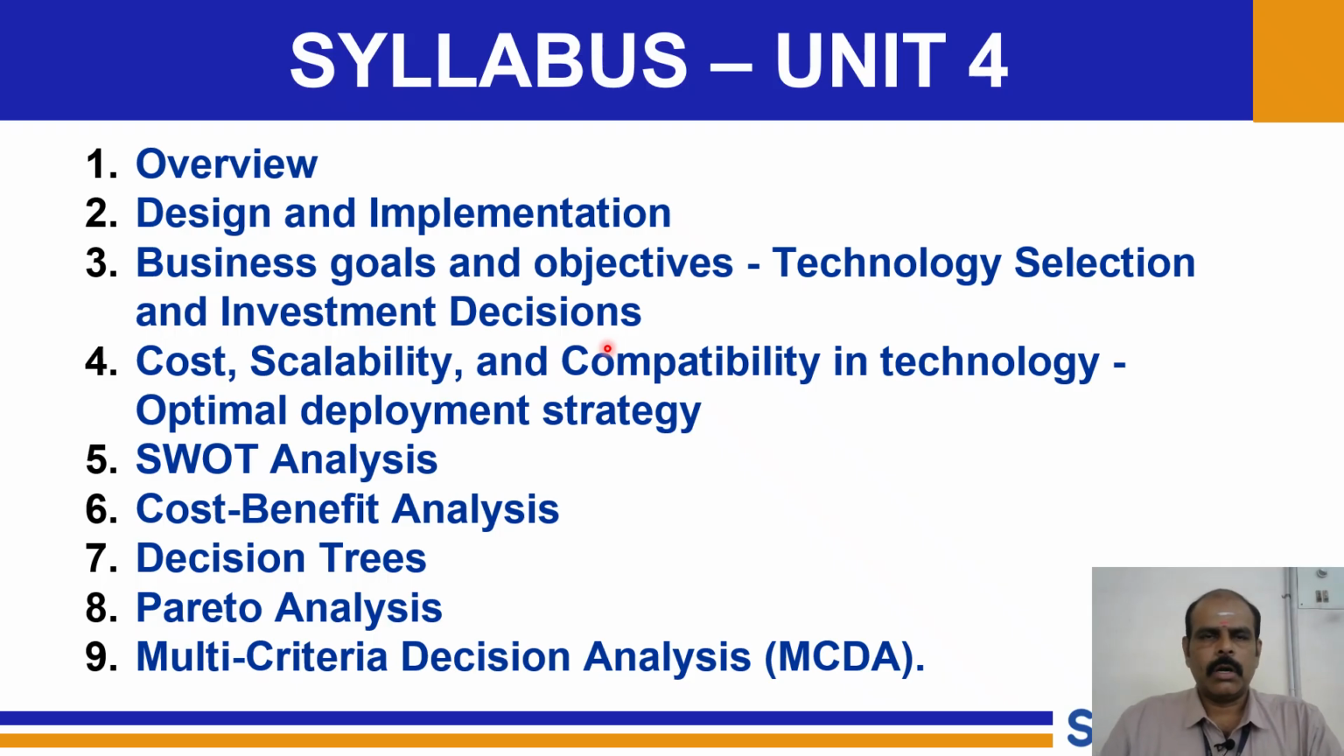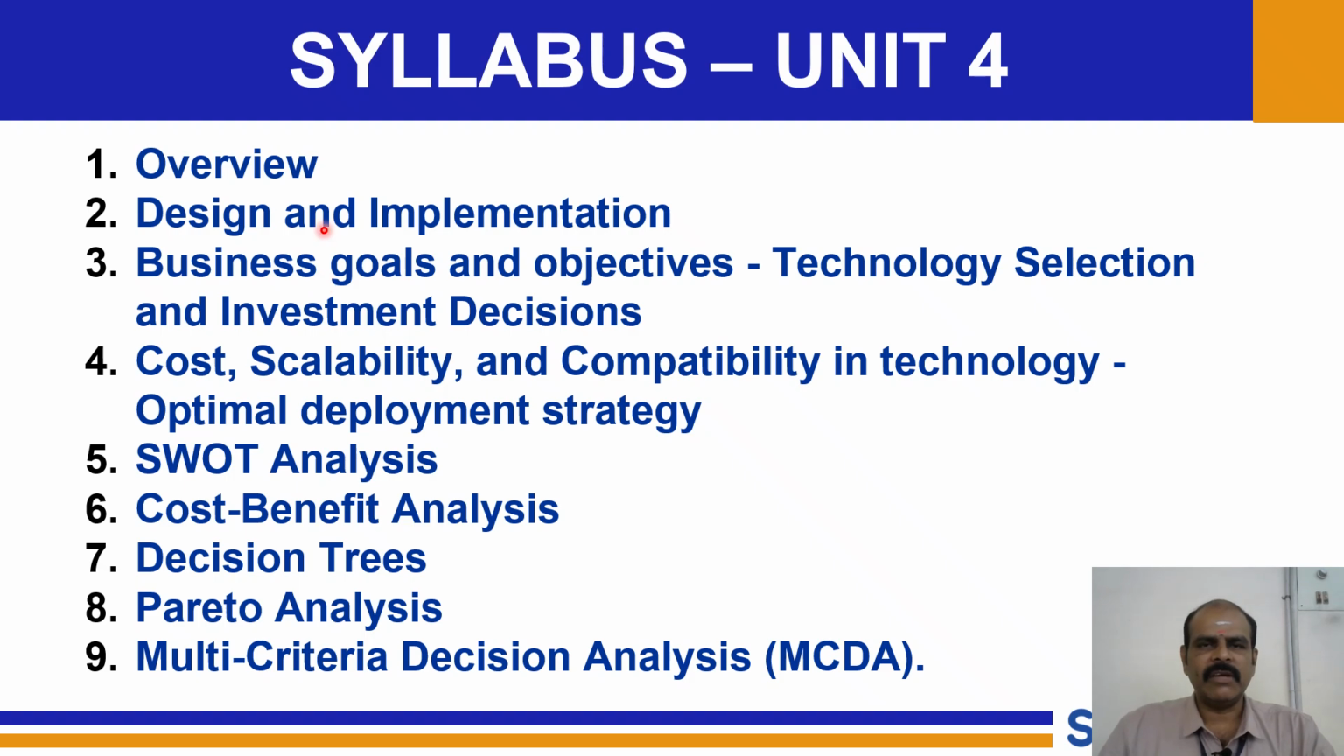The contents for Unit 4 have a total of 9 chapters. When we get into it, the first is going to be the overview, which is what we are going to learn in this particular presentation. Then followed by design and implementation. The third chapter and the fourth chapter are going to be the same. To put it in a colloquial way, the fourth one is the optimal deployment strategy based on 5 platforms: business goals, objectives, cost, scalability and compatibility. These are the 5 platforms on which the optimal deployment strategy is going to be based.